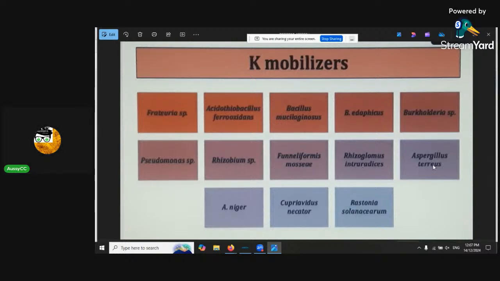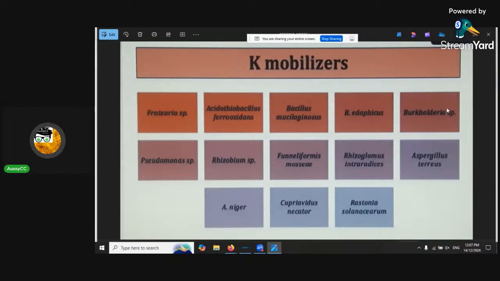Rhizobium, Aspergillus. I don't support using Aspergillus because you can get the lung disease called aspergillosis. Aspergillus niger, that's very common. So yeah, mucilaginosus, there you go.